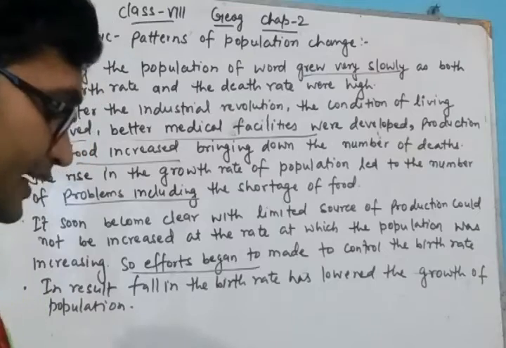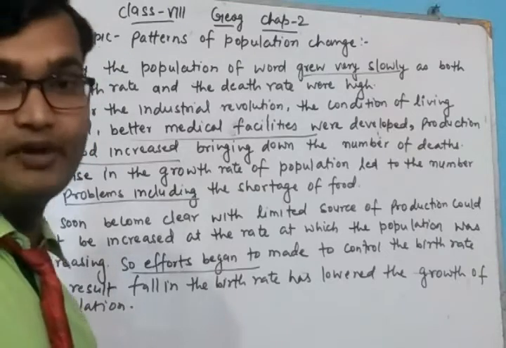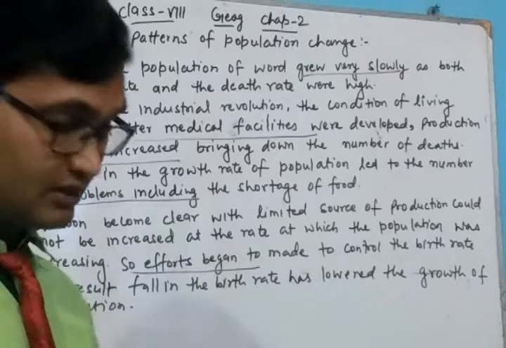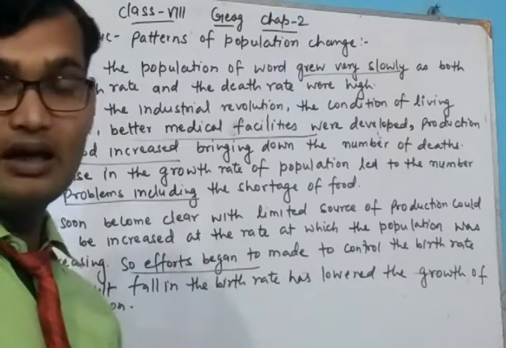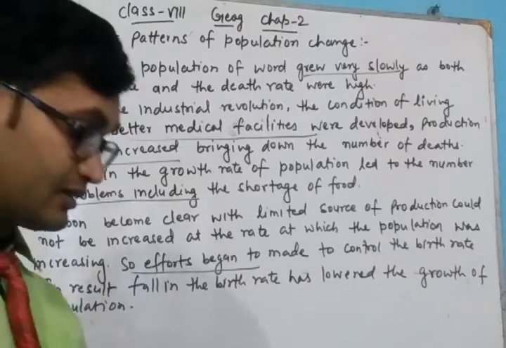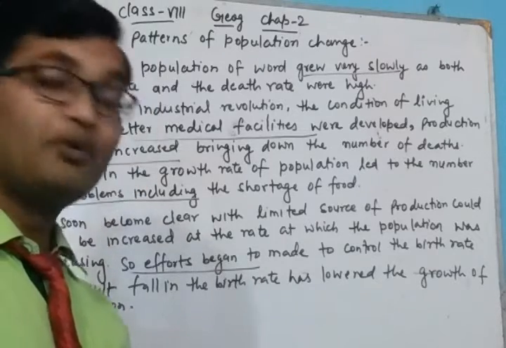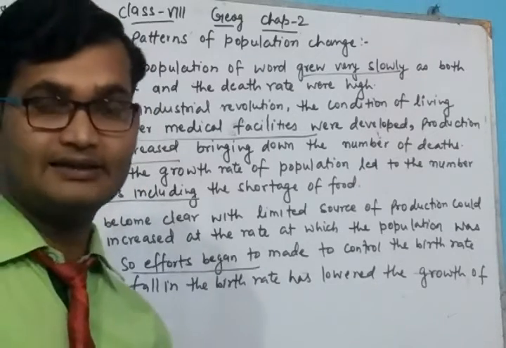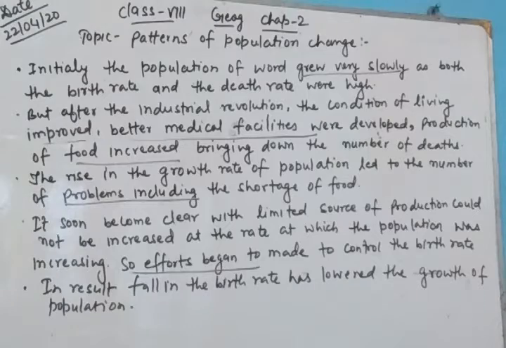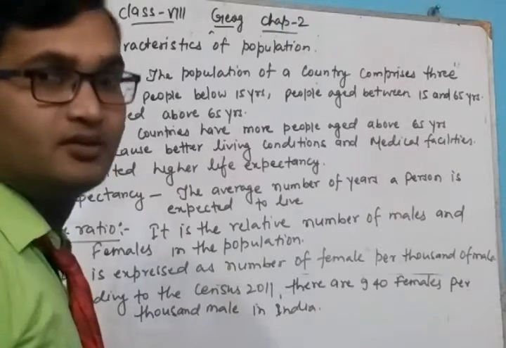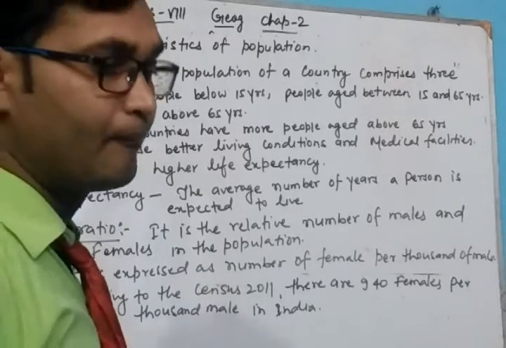Okay. Next topic is the characteristics of population. In this topic, we are going to discuss age composition, sex ratio, and other things like the population pyramid. Okay, let's see. Age composition. What is age composition?